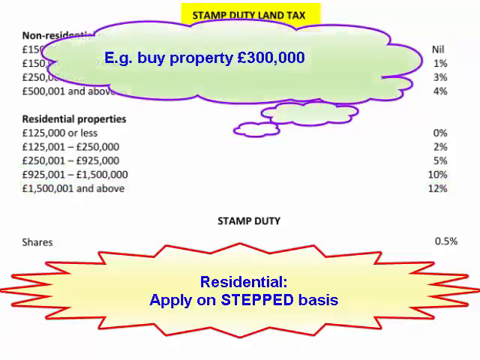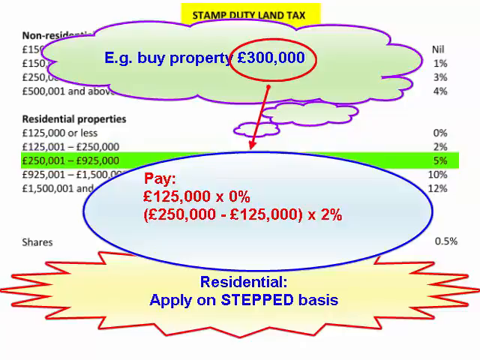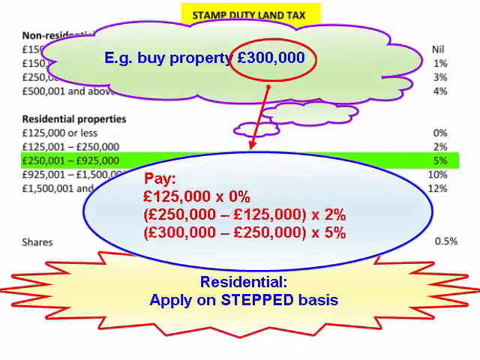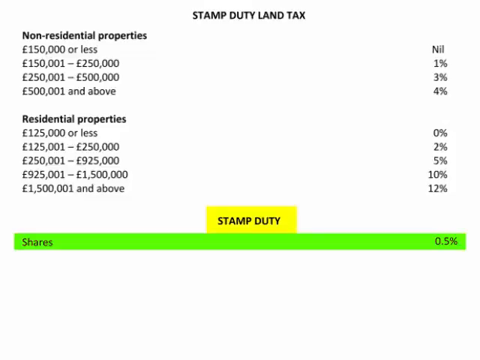So if we bought a residential property for £300,000, we would pay 0% on the first 125,000. Then we would pay 2% from 125 to 250,000. So that will be on the next £125,000, and then we would pay 5% from 250,000 up to 300,000. You're also given the rate for stamp duty. So stamp duty, which would also apply to stamp duty reserve tax on shares, at 0.5%.